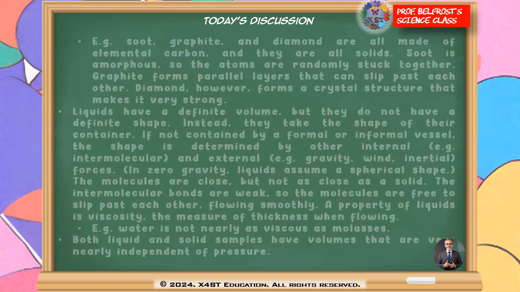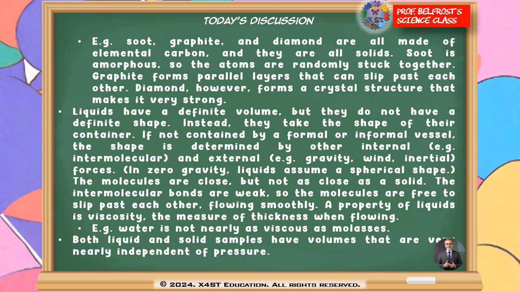Soot, graphite, and diamond are all made of the same element, pure carbon, and they are all solids. They exist in the solid state. Soot is amorphous, so the atoms are randomly stuck together. Graphite forms parallel layers that can slip past each other. That's why I call it a lattice. Diamond, however, forms a crystal structure that makes it very strong. So the brittleness of something actually depends on the arrangement of the atoms in that object.